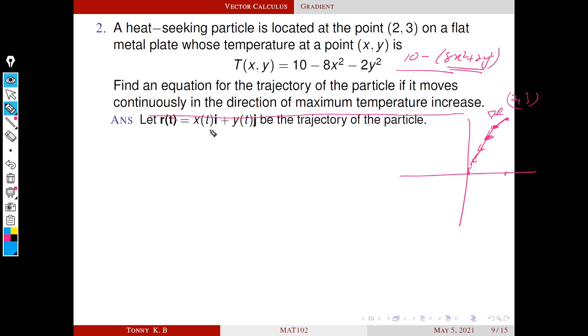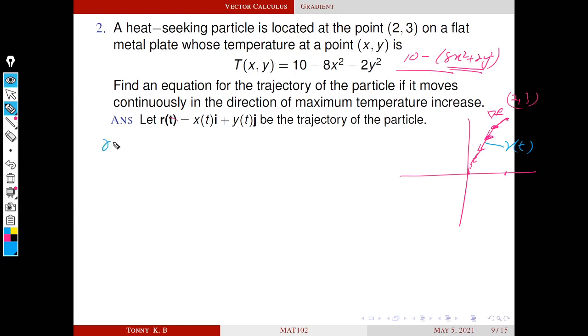Let r(t) = x(t) i + y(t) j be the trajectory of the particle. In this graph, this is the trajectory of the particle. So we have to find the equation of this path, the maximum temperature change path r(t), where t is the time parameter. It is given that initially this particle is at the point (2, 3).